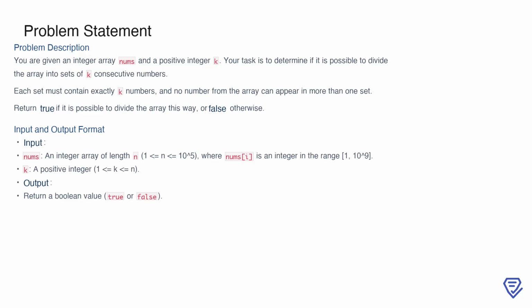The input format specifies that nums is an array of length n where n can be as large as 100,000 and each number in the array falls between 1 and 1 billion. The value of k is also a positive integer, ranging from 1 to the length of the array. The output will simply be a Boolean value, true or false, depending on whether the partitioning is possible.